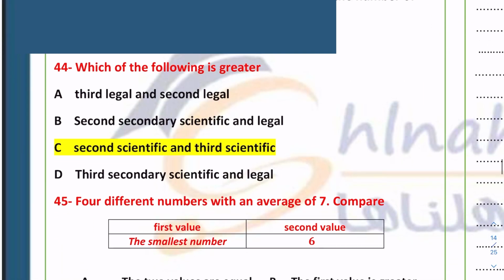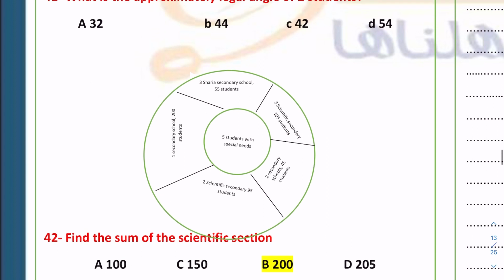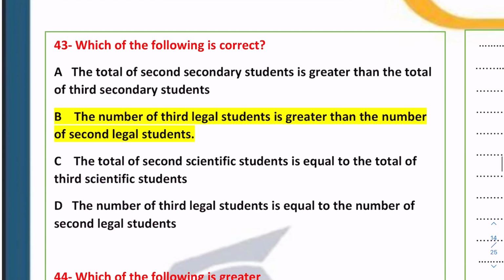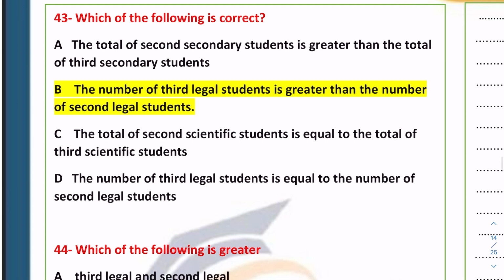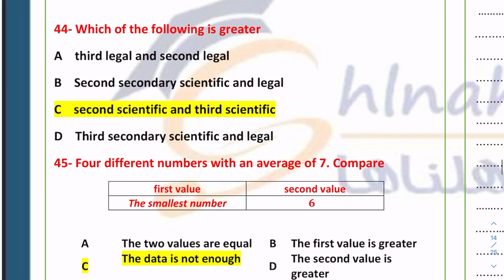Which of the following is greater? Second scientific and third scientific. Okay. If I add the scientific here and scientific here, both of them will be the highest performance. It will be 200 students, okay? It will be more than any other sections here, okay? Except first secondary, okay? And we don't have here first secondary. Okay, 44. We said 45 now.